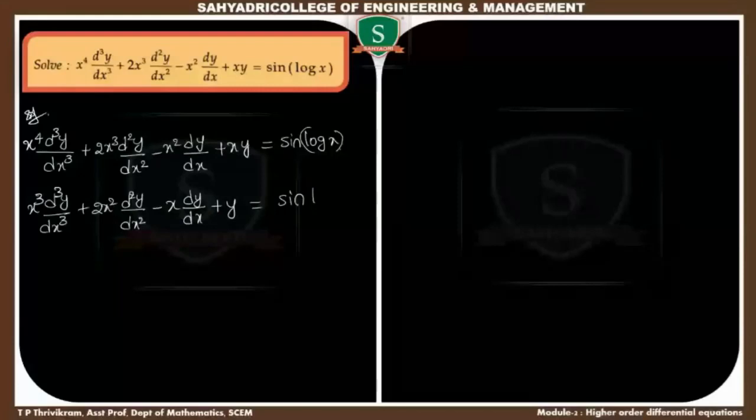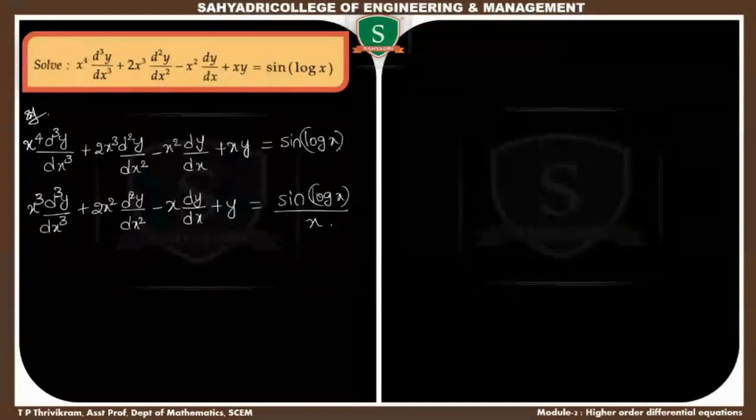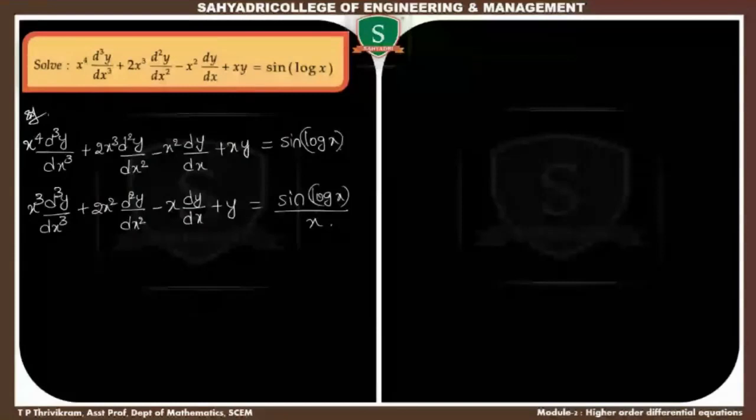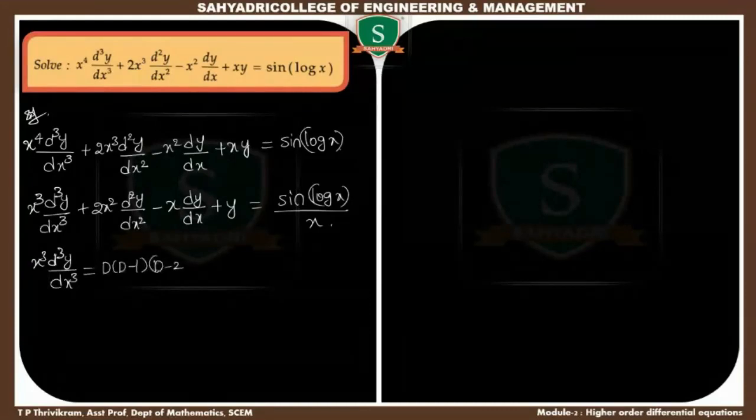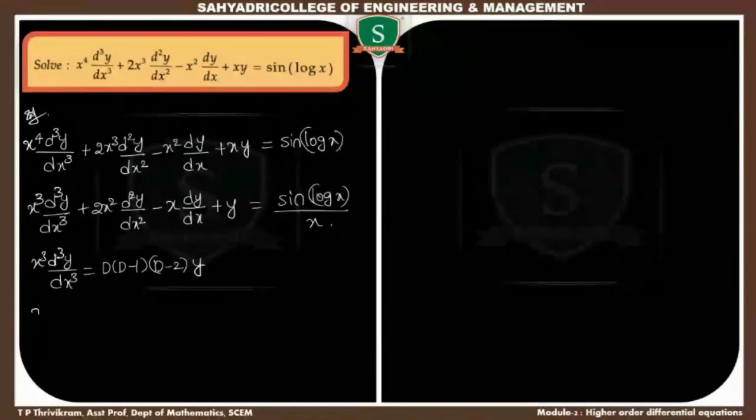Okay, now is it in Cauchy's equation? Yes, sir. So I have sent that x to right hand side. Whatever extra is there, you send it to right hand side. So here I can substitute x cube d cube y by dx cube as d into d minus 1 into d minus 2 y. Similarly, x square d square y by dx square is equal to d into d minus 1 into y.